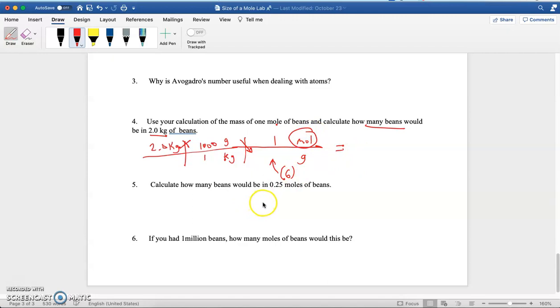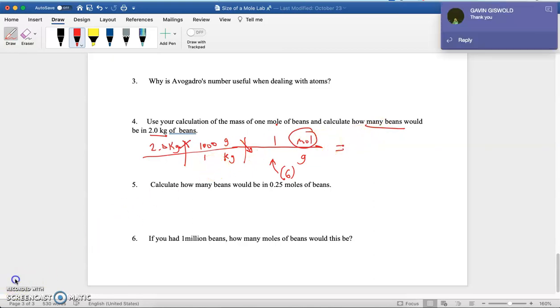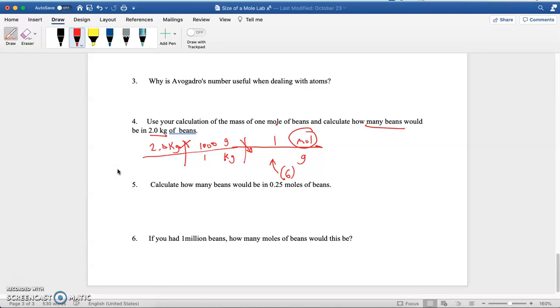Or sorry, I did. Give me a second here. Kilograms to grams. Calculate how many beans would be in 2 kilograms. Hold on, I'm going to pause. I messed something up here. I'm going to fix it. Okay, I had a little bit of a brain fart, so I just had to stop and think before I continued on. I was just one step short.